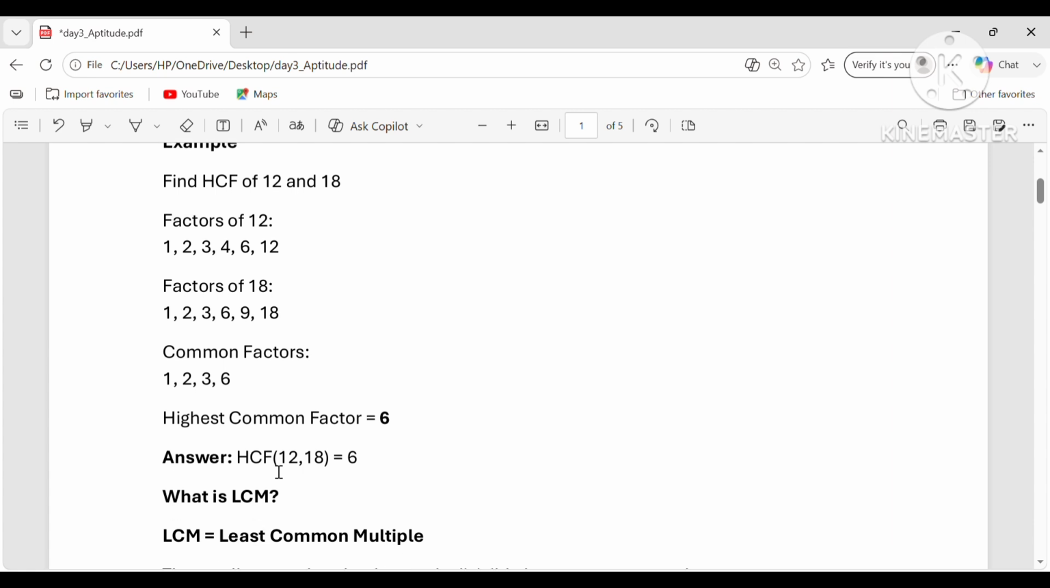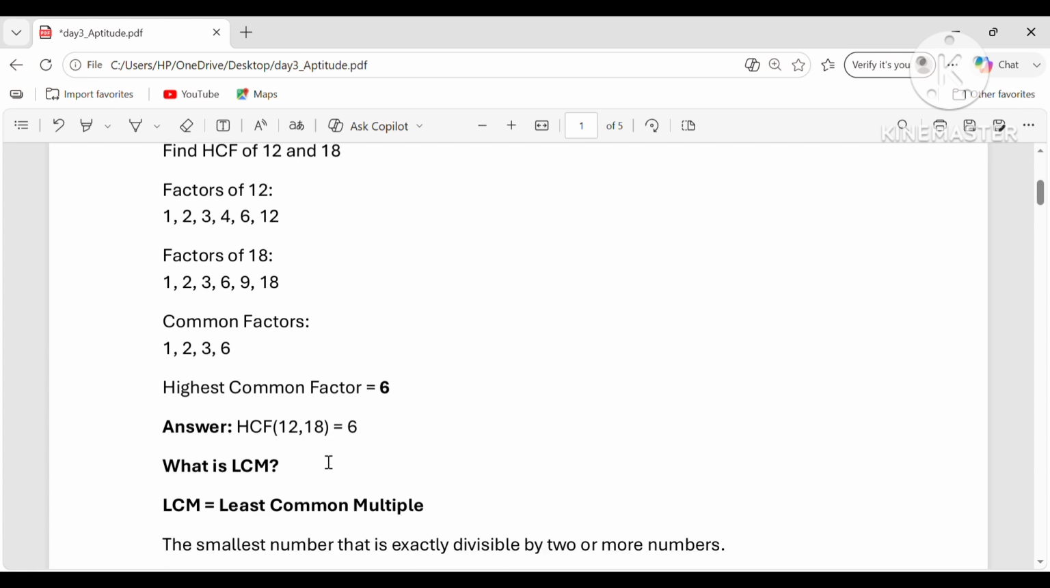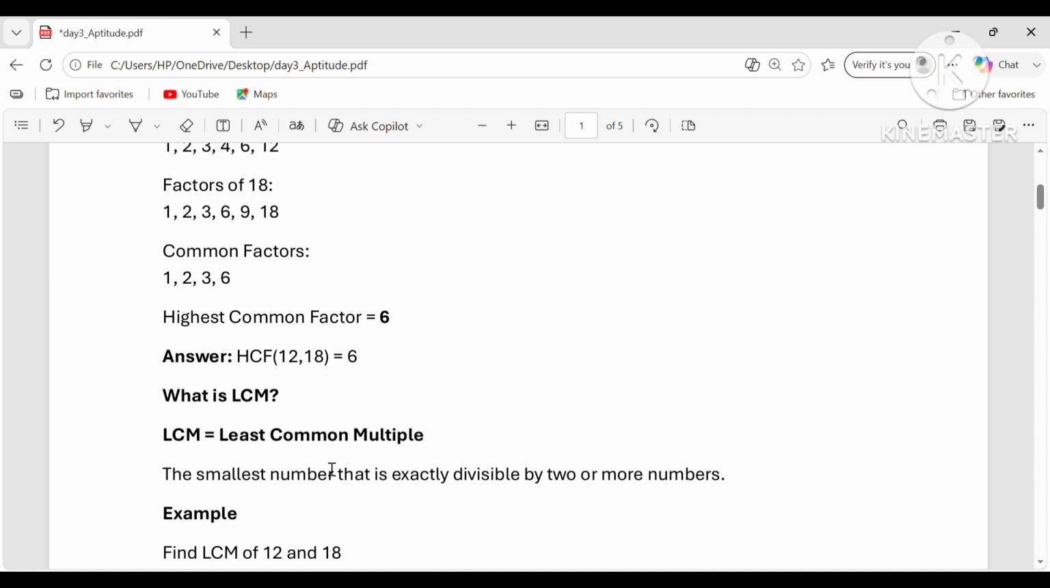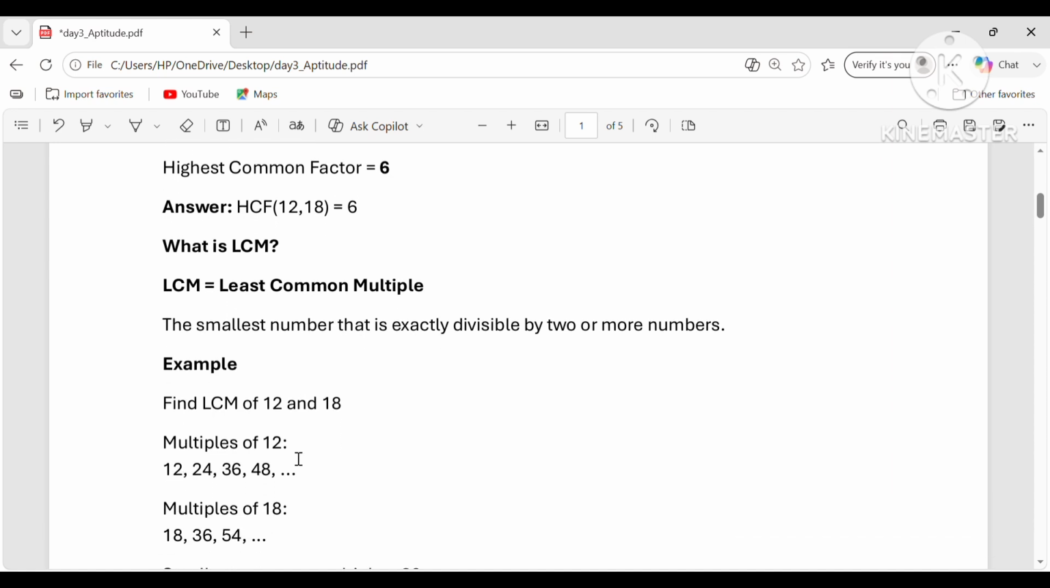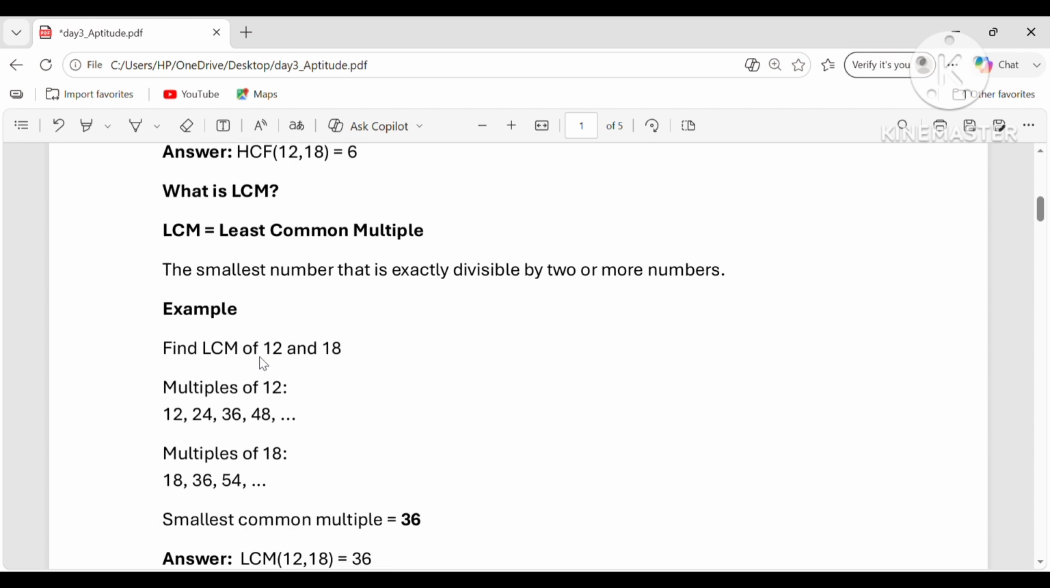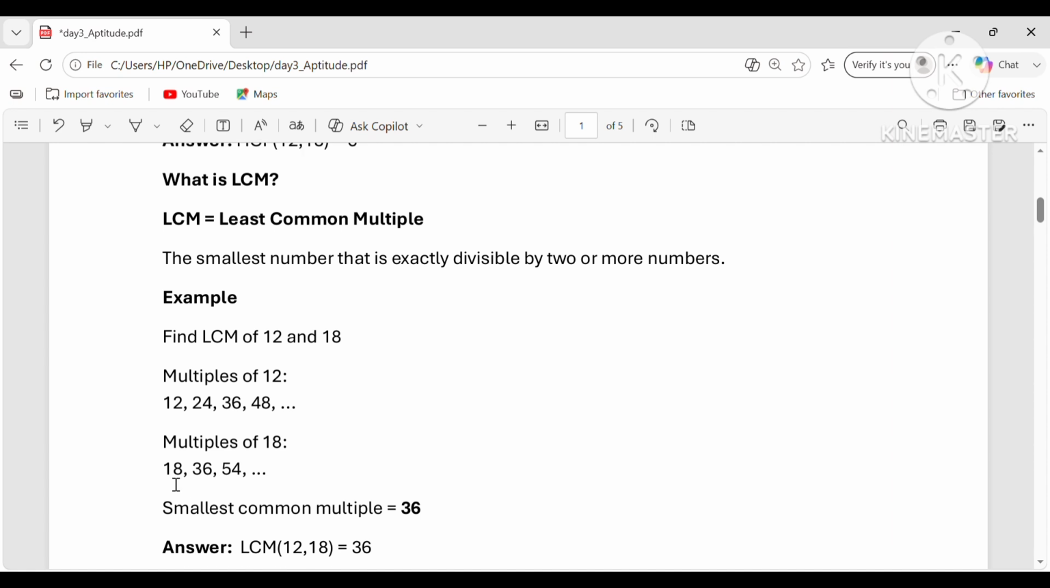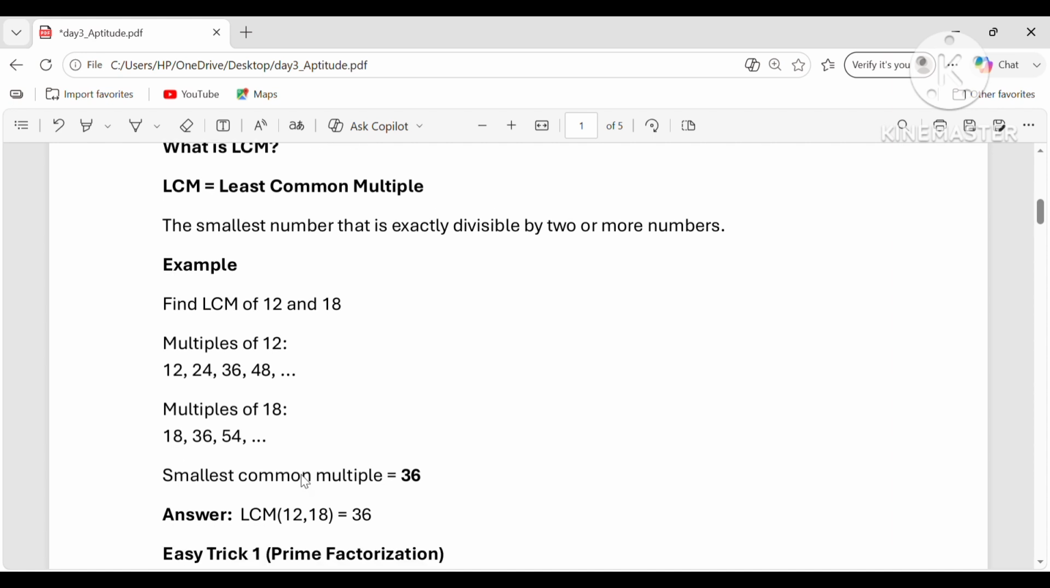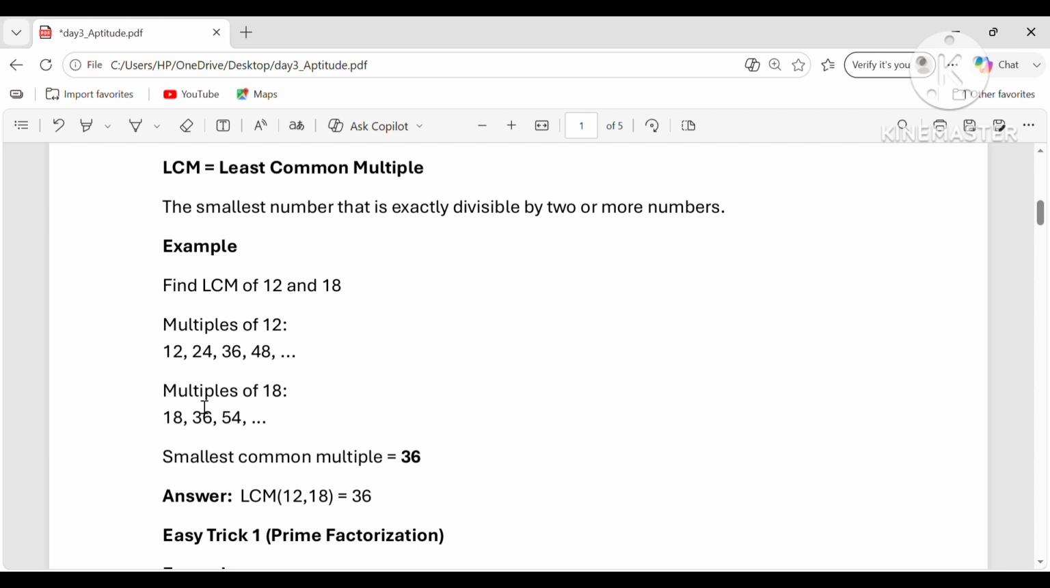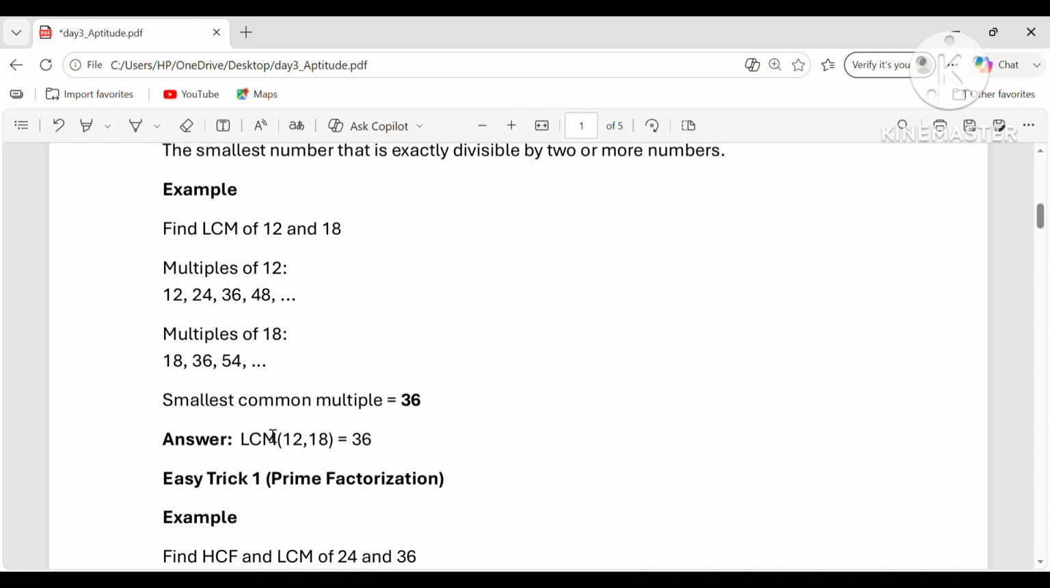And now let's understand LCM. Least common multiple. The smallest number that is exactly divisible by both numbers. Multiples of 12 are 12, 24, 36, 48 and so on. Multiples of 18, 36, 54 and so on. Smallest common multiple, that is 36. 36 is the smallest common multiple, and that is the answer for LCM of 12 and 18.